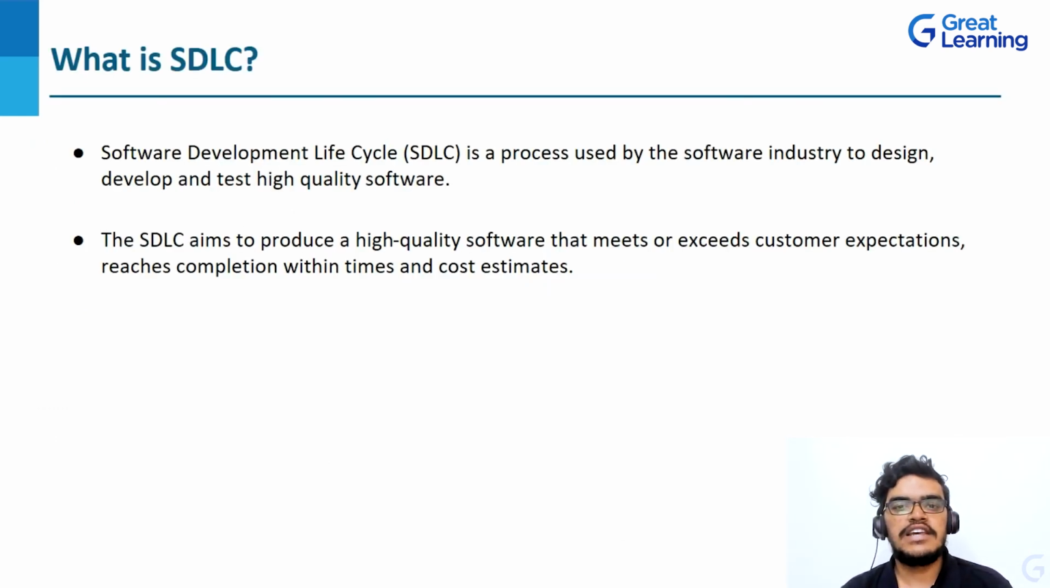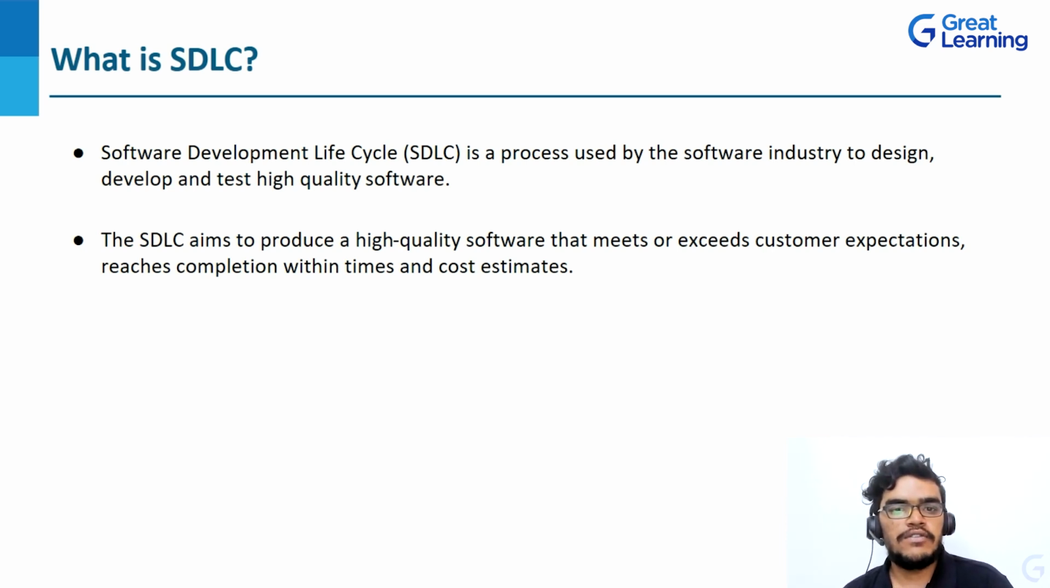SDLC stands for Software Development Life Cycle. Before moving to the formal definition, I will give you a little bit of an idea about SDLC. SDLC tells basically what procedures you have to follow in order to develop software. Now let's come to the formal definition. Software Development Life Cycle, also known as SDLC, is a process used by the software industry to design, develop, and test high quality software.